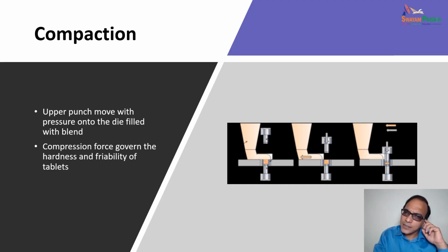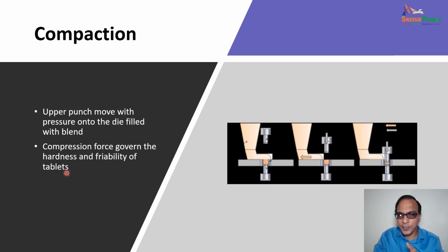Then compaction, we will be discussing the compaction. Compaction is done with the help of upper punch and lower punch. As you can see here, the material is filled into this die. This is the die, the lower punch. The upper punch moves with pressure onto the die filled with blend. This is filled with blend, and the upper punch is moving. Look, stage 2, the upper punch is moving towards this die, and this feed frame is moving backward.